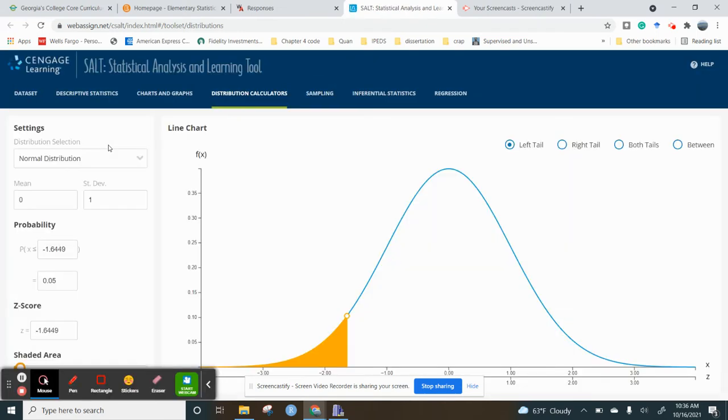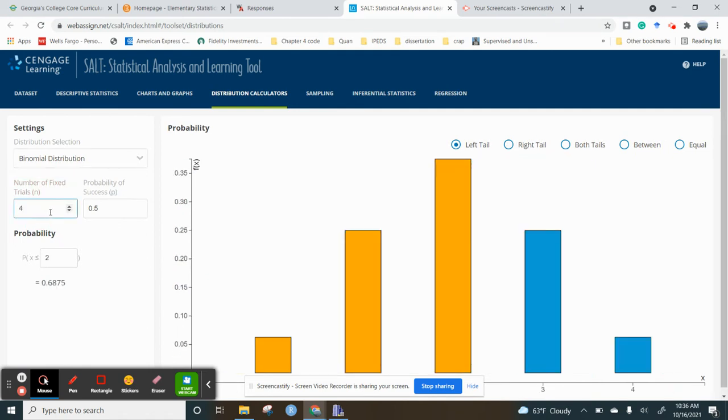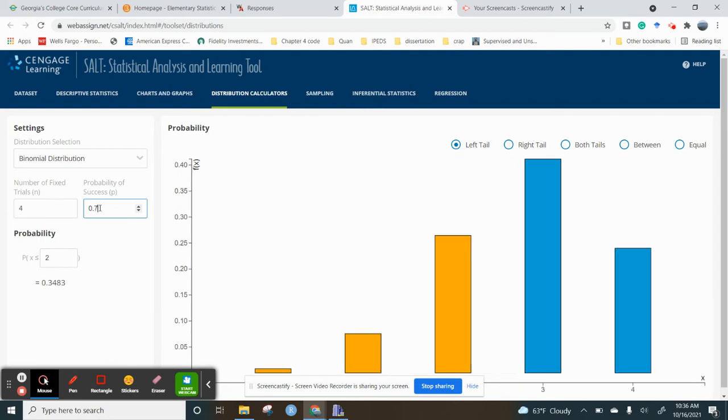So I'm going to use SALT. Okay. So I'm going to go here. I'm going to do binomial. My number of trials is 4. And remember, success is 0.75. Okay. So the first one it wants is 0. And that one is easier.